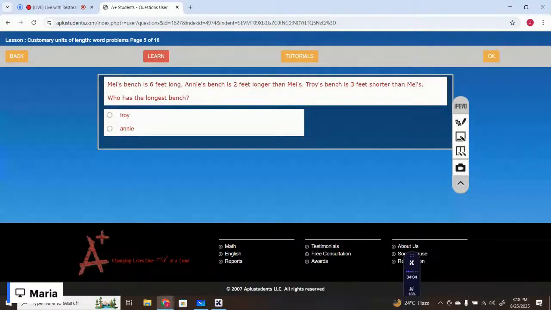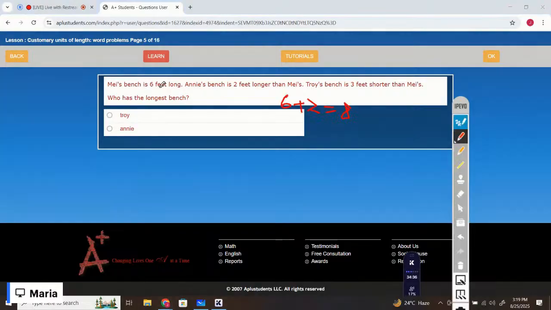May's bench is 6 feet long. Annie's bench is 2 feet longer than May's. Troy's bench is 3 feet shorter than May's. Who has the longest bench?